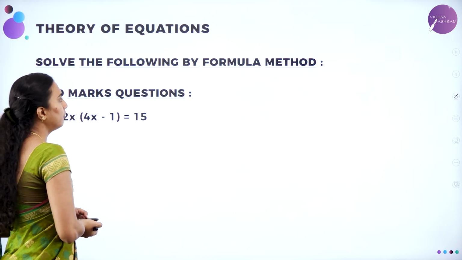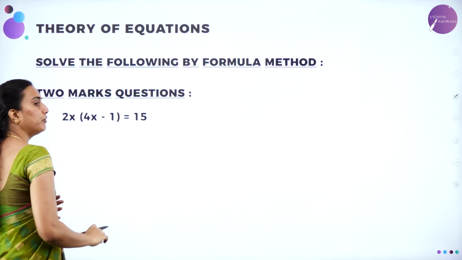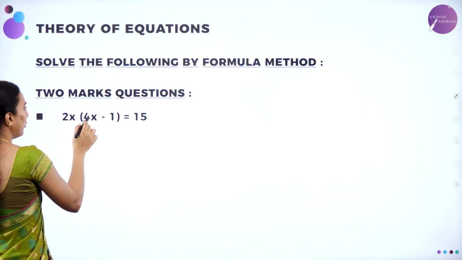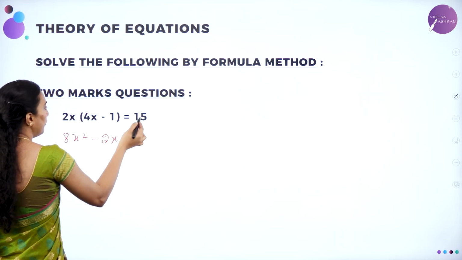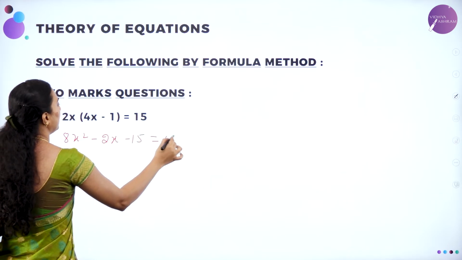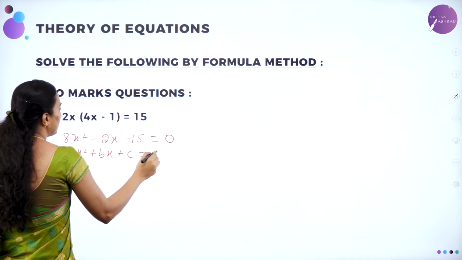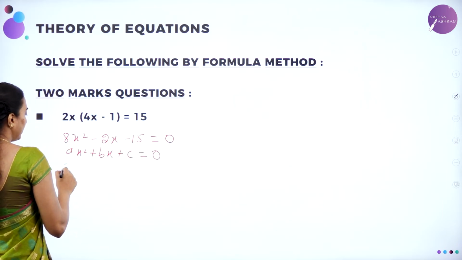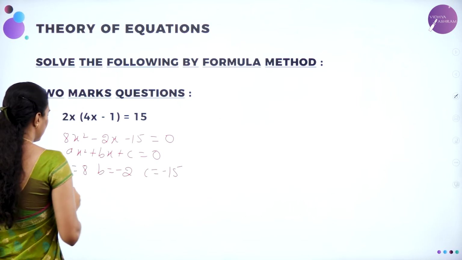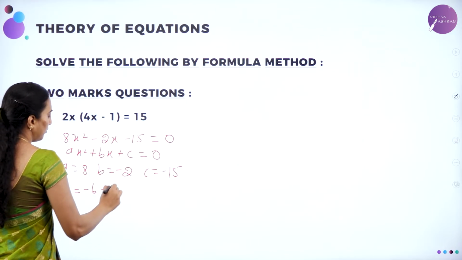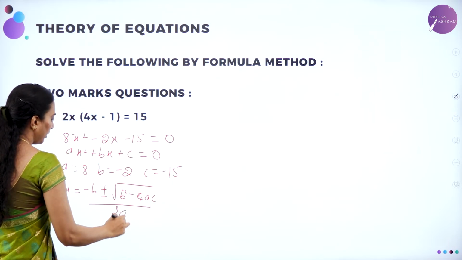What they have asked: solve the following equation by the formula method. With a different type, they have given 2x into 4x minus 1 equal to 15. Let me multiply and check. 2x into 4x is nothing but 8x squared. 2x into minus 1 is minus 2x. If you take plus 15 to this side, it will become minus 15 equal to 0. So comparing this with ax squared plus bx plus c equal to 0, the a value you are getting is 8, b value is minus 2, c value is minus 15. So substituting in the formula, you are going to get divided by 2a.